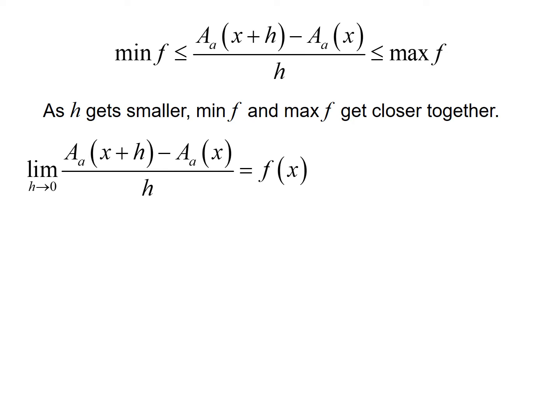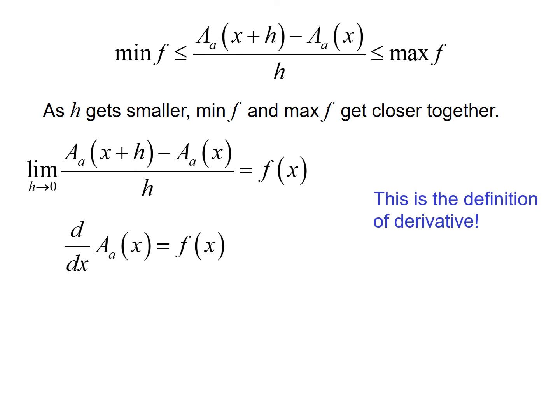So if we take the limit as h goes to 0, this is going to equal the value of f of x, because the minimum and the maximum are going to become the same. And now this right here is our definition of the derivative of the function A sub a of x. So the derivative of the area from a to x equals f of x.